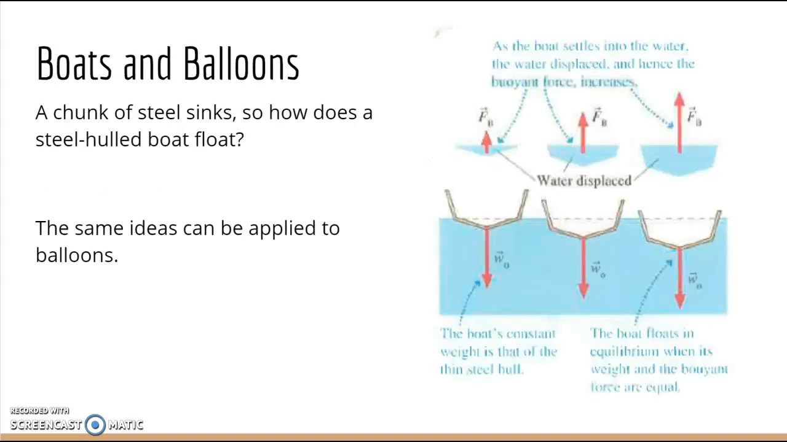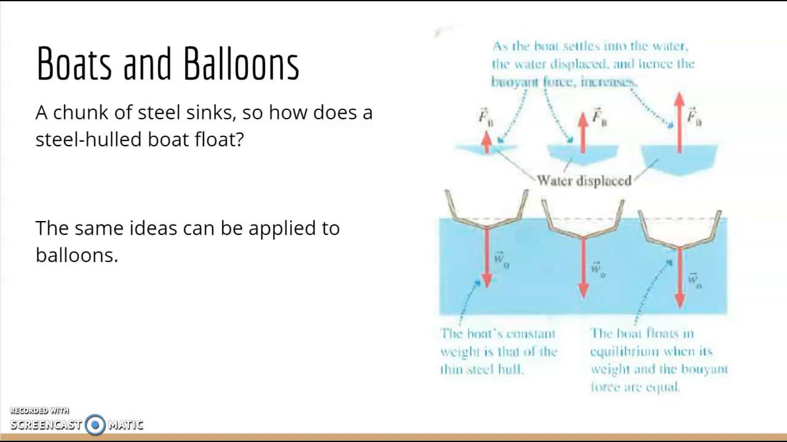All right. So the last thing I want to touch upon here is what goes on with boats and balloons in terms of them floating. Let's suppose we have a chunk of steel. If you put a chunk of steel in water, it's going to sink. Well, boats are predominantly made of chunks of steel, so how can they float? The trick here is the idea of the average density.